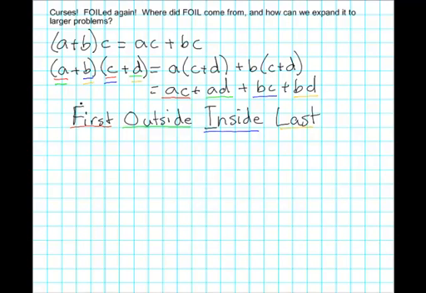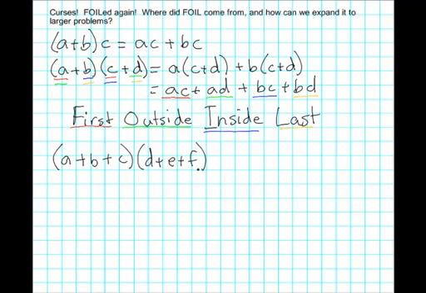Okay? The problem with using FOIL is that it limits us. It only applies to the multiply of two quantities, and each quantity can only have two terms in them. Okay, we need to be able to apply this to larger situations. For example, what if I want to multiply the quantity A plus B plus C times the quantity D plus E plus F? Well, if I remember that FOIL is just a shortcut to remember this process of repeated distribution, then this becomes pretty simple.